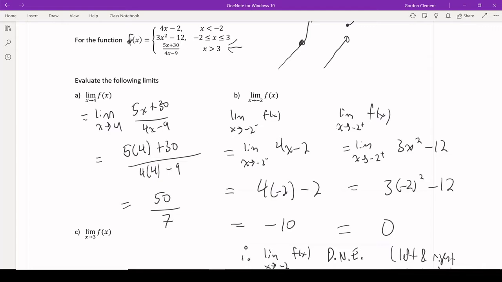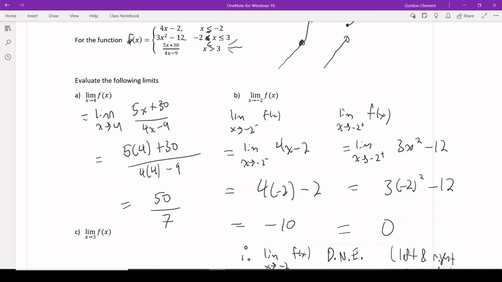How would these left and right calculations change if the equal sign was on the line instead of the parabola? So if it was this and that, how would this limit change? No, it wouldn't change at all, right?